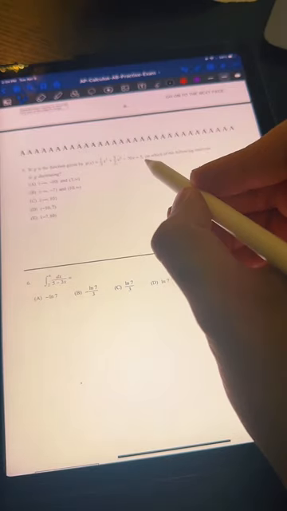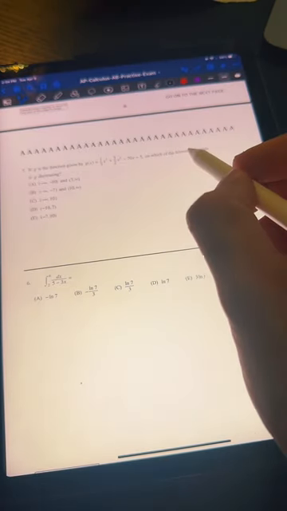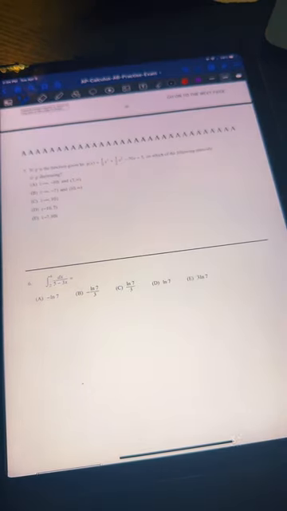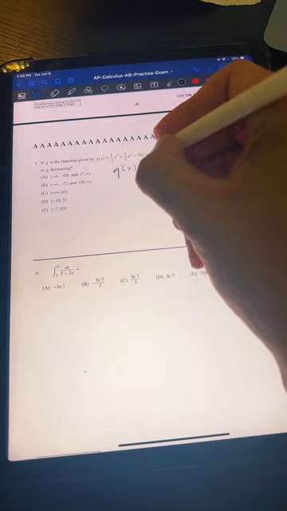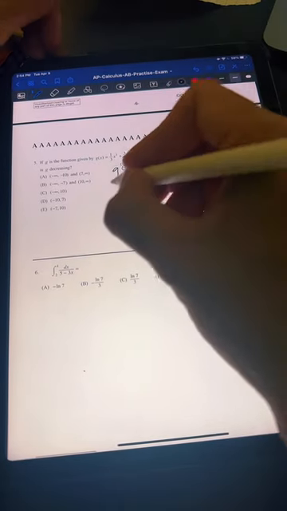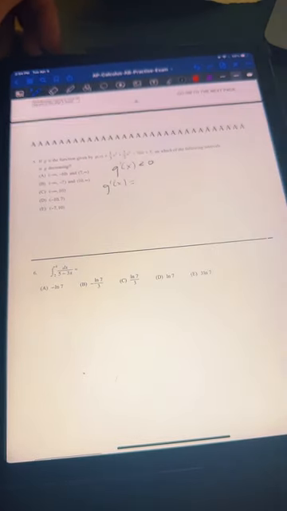All right, so for number 5. We have this particular function for g of x, and they want us to find on which of the intervals the function is decreasing. Sorry if you can't see, it's a little blurry. Okay, where is it decreasing? In other words, when is the derivative less than 0? Well, the first thing we got to do is just take the derivative.